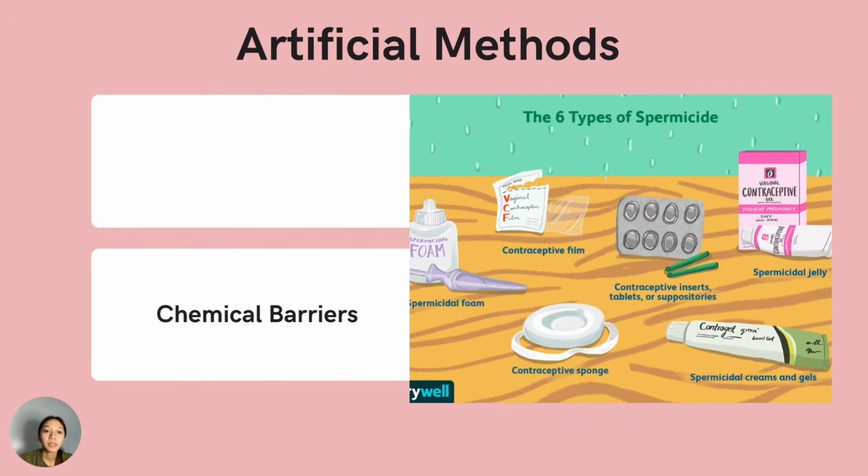Next artificial method is the chemical barriers. So chemical barriers such as spermicides, vaginal gel, and creams, and glycerin films are also used to cause the death of sperm before they can enter the cervix, and also lower the pH level of the vagina so it will not become conducive for the sperm. So chemical barriers class, ito yung mga iba't ibang klaseng chemical barriers. So madami pala sila, no?